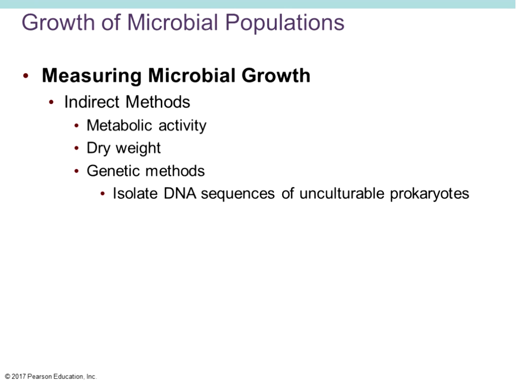Other indirect methods of measuring microbial growth aside from turbidity are looking at metabolic activity, measuring how much acid is there, and that's, as I said before, more of a qualitative type of measurement. You can also measure the dry weight of the microbes after you freeze them and use lyophilization, or you can isolate DNA sequences using genetic methods as another way of calculating microbial growth.